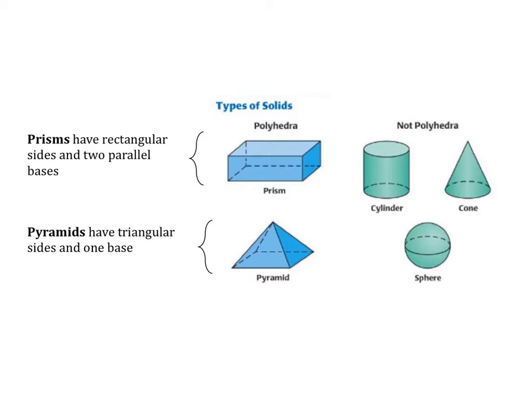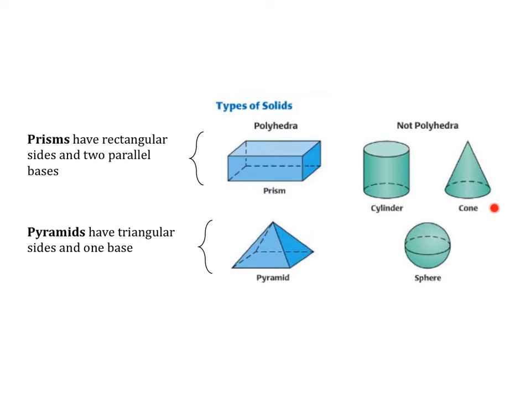Now, not every solid is a polyhedron, just like not every shape was a polygon. So here, these are some non-polyhedrons. So here we have a cylinder. A cylinder has curved bases, because they're round, because they're circles. So they are not polygons, and so this cannot be a polyhedron.